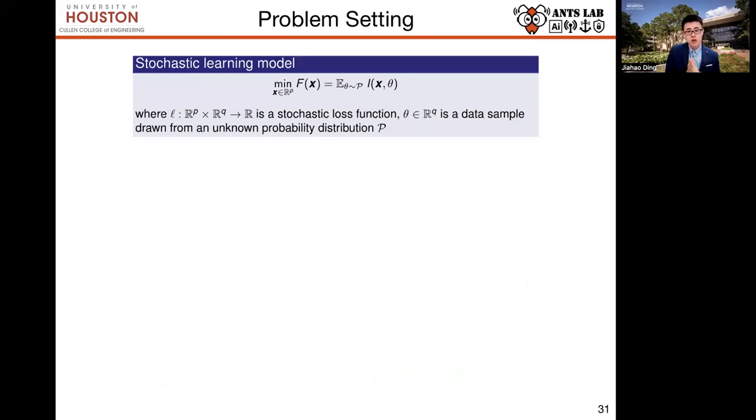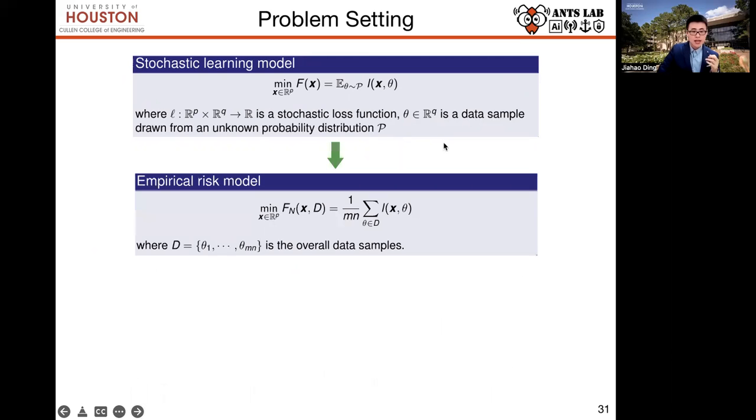And in this work, we aim to solve this problem, which is a population risk problem, or you can call it a stochastic learning model. Here, x is the model parameter, and theta is the data sample drawn from an unknown distribution P. Instead of directly solving this problem, we consider minimizing the following empirical problem over all the data samples D1 to DM.